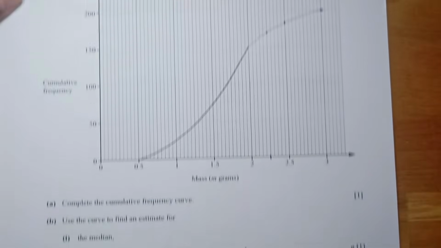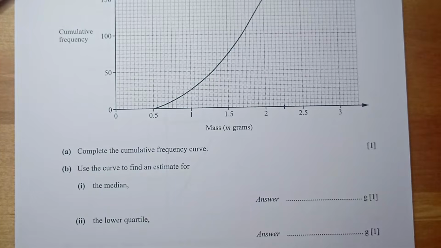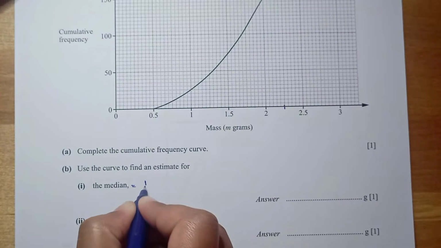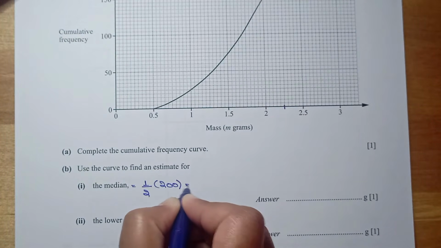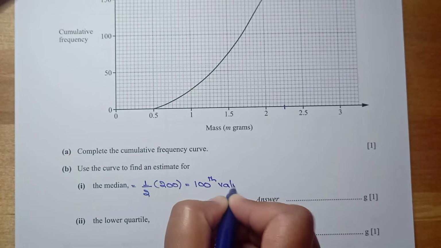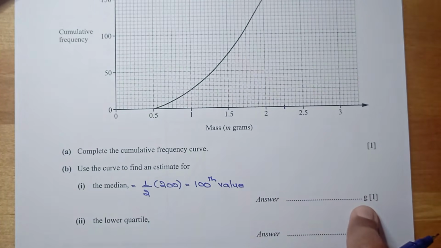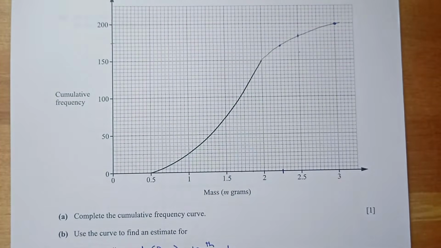Yes. Now for part B, use the curve to find an estimate for the median. Median is basically half of the value. So half of 200, because total beetles are 200. So we need to find the 100th value of cumulative frequency and find the mass in terms of grams. Okay, so we have 100. Let me use a ruler.